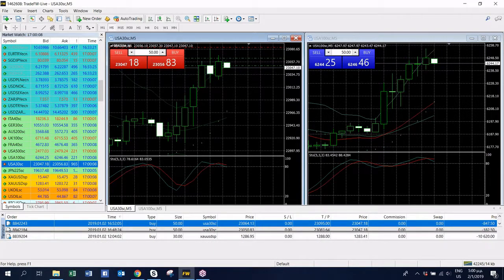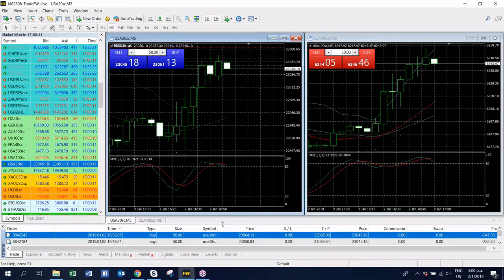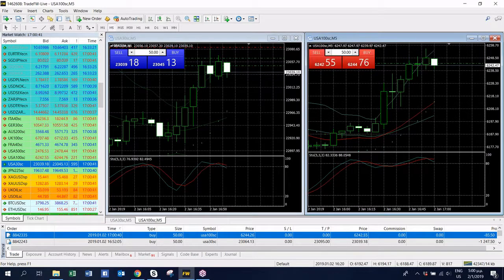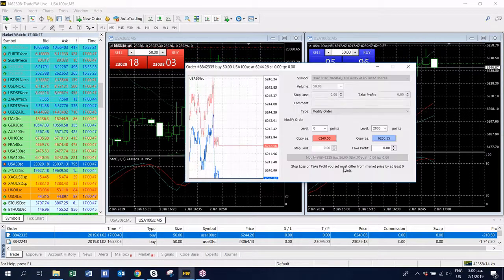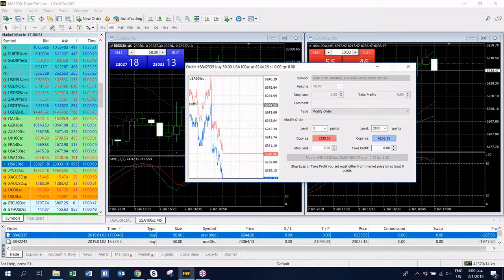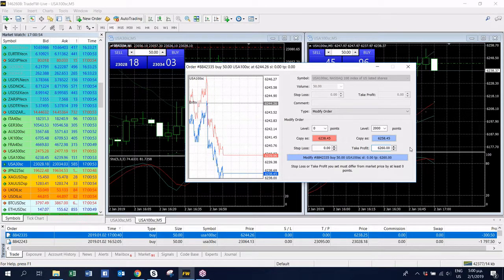Now, we are left with 2 gold trades and 2 USA 30 trades. And on USA 100, we are expecting also another 1 entry level. On USA 100, I want to enter once again a position. I'm going long now on USA 100. And my take profit on this position is going to be 6,260. This is my take profit.